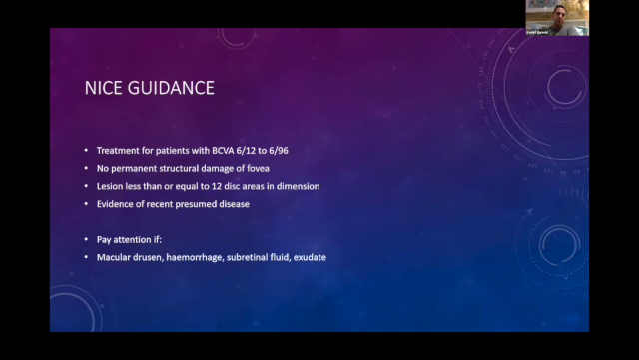So the NICE guidance with wet AMD, it's still the same. No treatment for patients if their vision is better than 6/12 or worse than 6/96. No treatment for patients who've got structural damage of their fovea, and if the lesion is less than or equal to 12 disc areas in dimension, they can have treatment. If there's evidence of recent presumed disease, they can have treatment, and pay particular attention if there's drusen, hemorrhage, subretinal fluid or exudates at the macula.